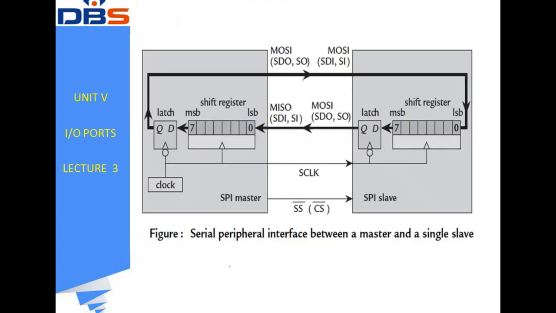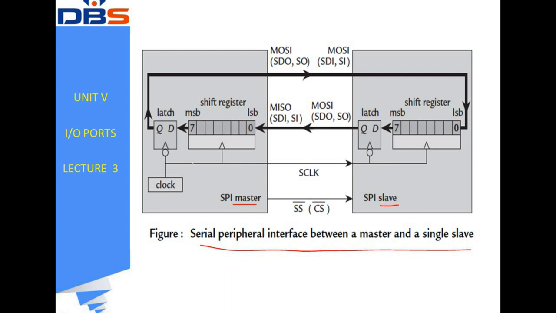This is the block diagram of serial peripheral interfacing between master and slave signals. This is a master and this is a slave. This is the transmission section and this is the receiver section. A clock signal is generated for both the master and the slave. The clock signal is given to the master shift register and latch, along with the latch and shift register present in the slave.